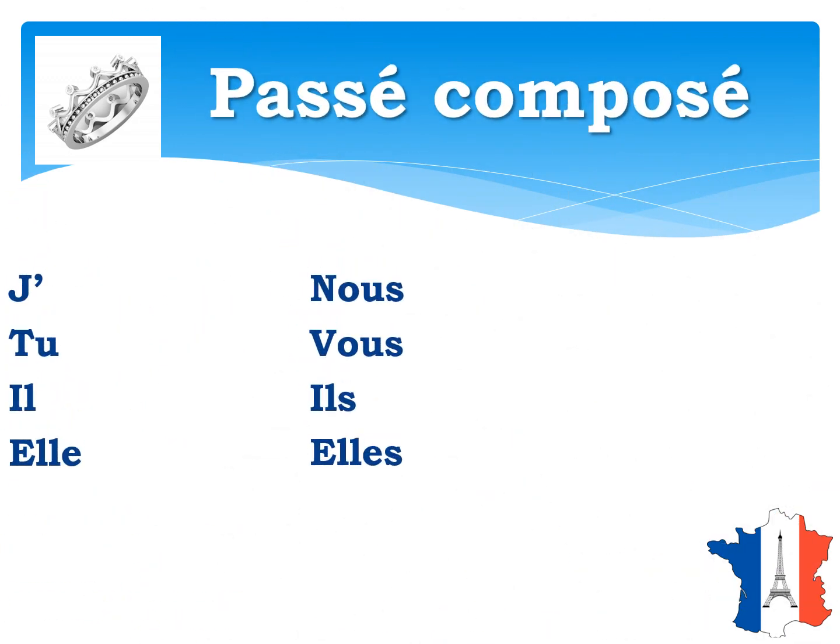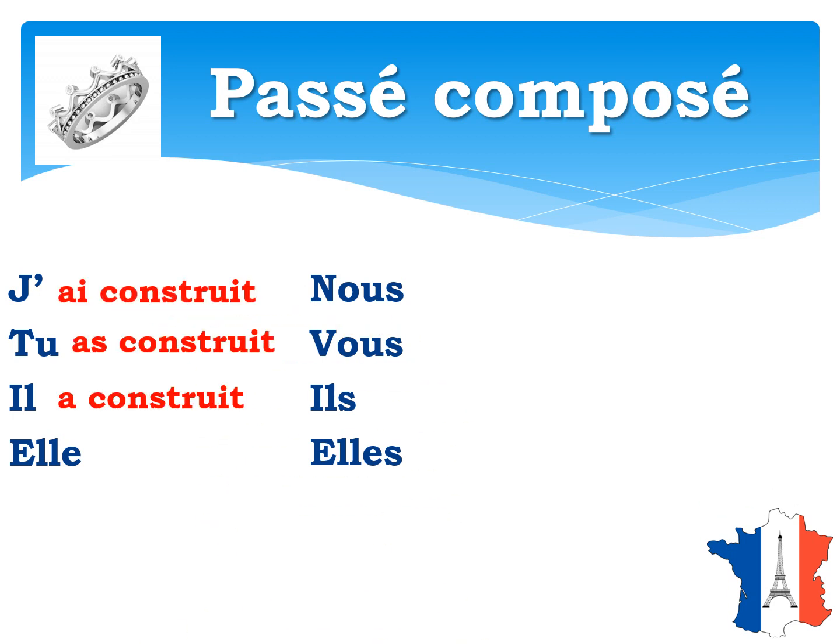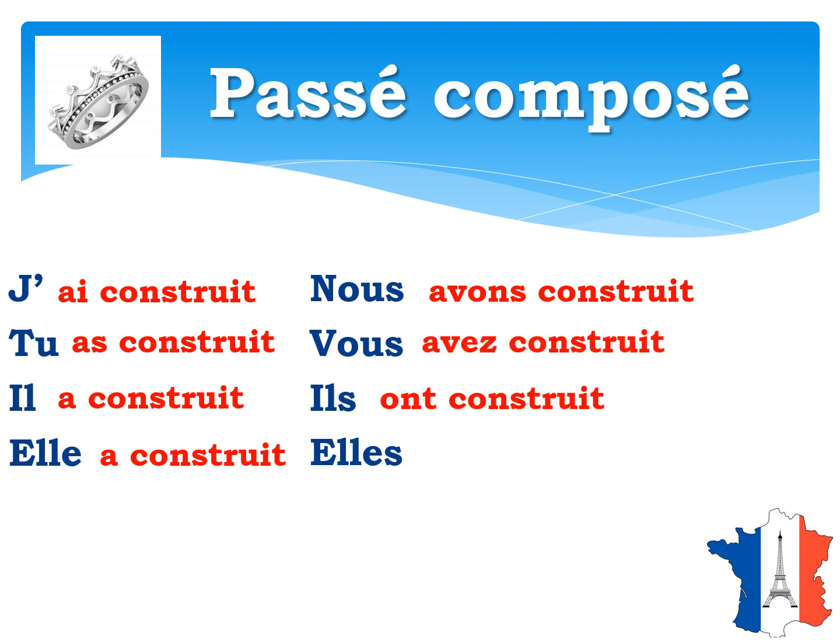Passé composé is very similar, but the auxiliary verb comes in present tense. So it is j'ai construit, tu as construit, il a construit, elle a construit, nous avons construit, vous avez construit, ils ont construit, elles ont construit.